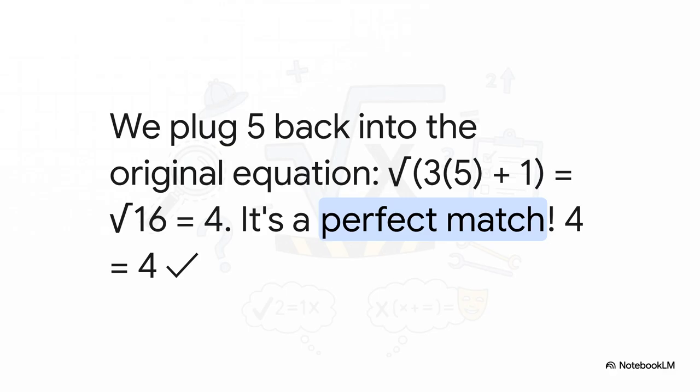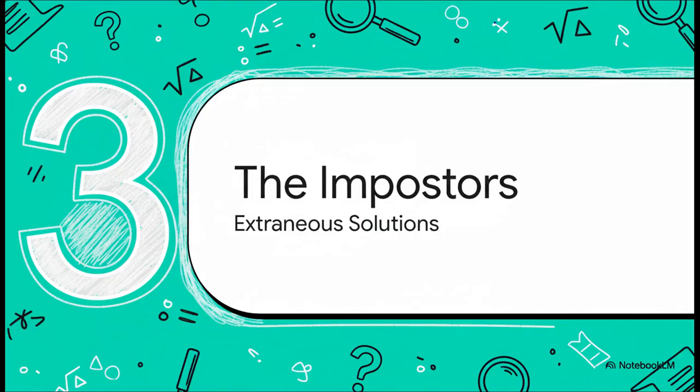So you might be thinking, if it works so well, why on earth do we even need to check? Well, here's the twist. It's because sometimes this totally reliable method can actually create a solution that looks real, but it's a fake. The official term is extraneous solution, but honestly, I just like to call them imposters.